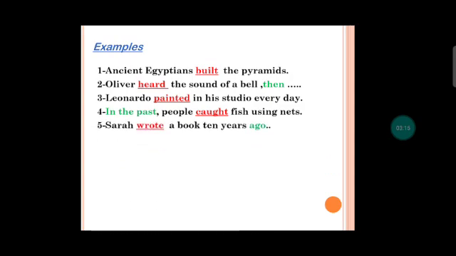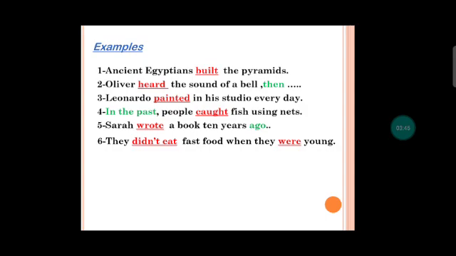Number 5, Sarah wrote a book 10 years ago. The verb wrote is in the past here because of the word ago. A duration ago, 2 years ago, a month ago, a week ago, it's past simple tense. And wrote here is the past of write. Write, wrote, written. Written in American, written in British.